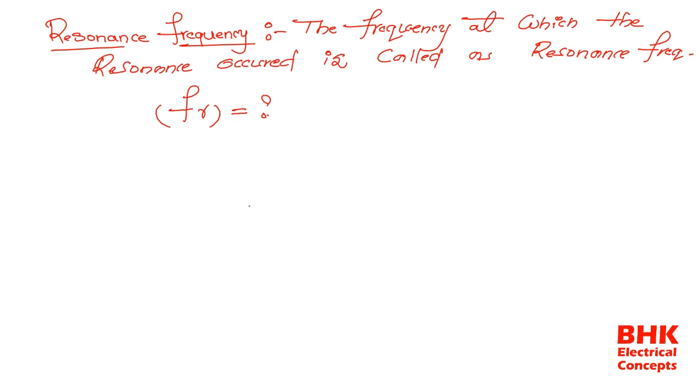Now, if you want to find the resonance frequency at the time of occurrence of resonance in the series RLC circuit, how are we going to calculate it? Simple. We know that resonance occurs when XL is equal to XC. That is the reason why XL is equal to XC. With the help of this expression, we will get the expression of resonance frequency.